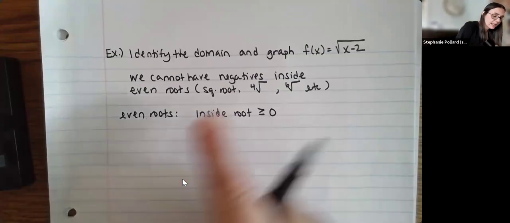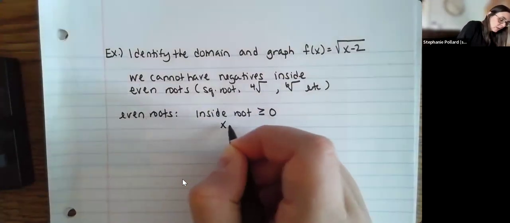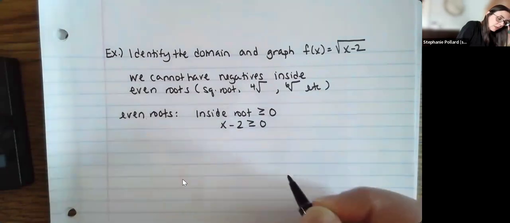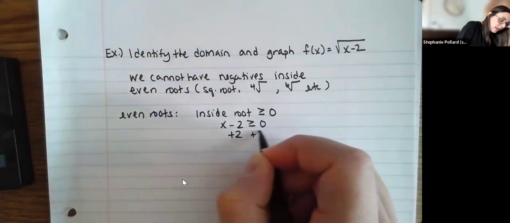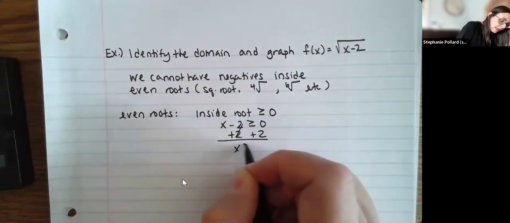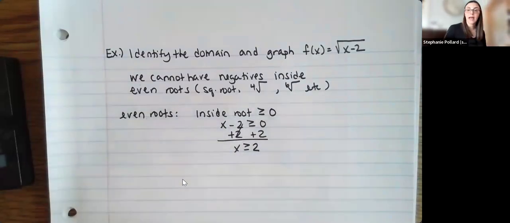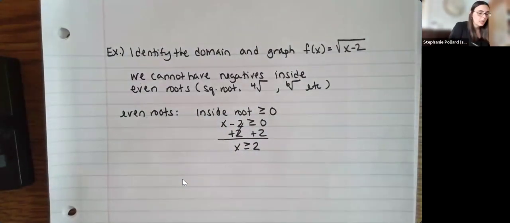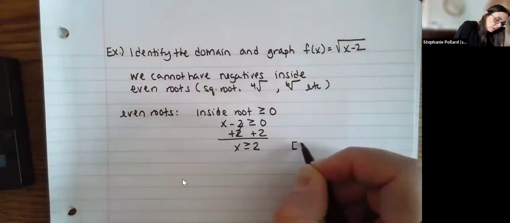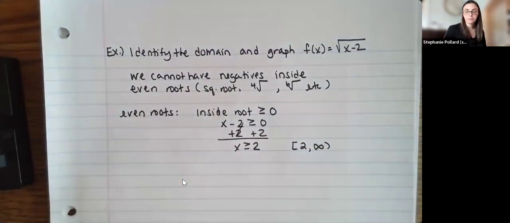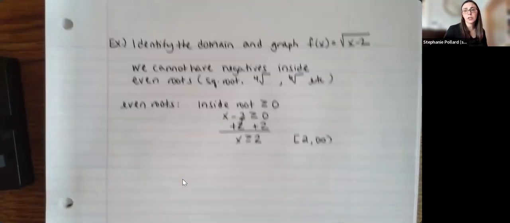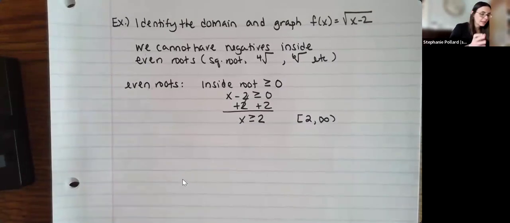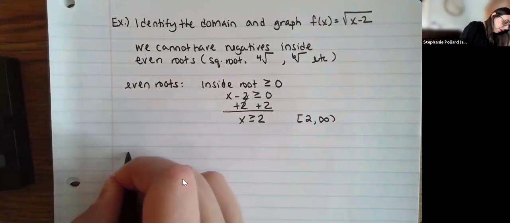So in this case, the inside of my root is x minus 2. I would solve this by adding 2 to both sides. And I see that my domain is that x values have to be 2 or bigger. So my domain is going from 2 to infinity here. And this is going to help me to graph it as well. So I'm going to make a table here to graph.